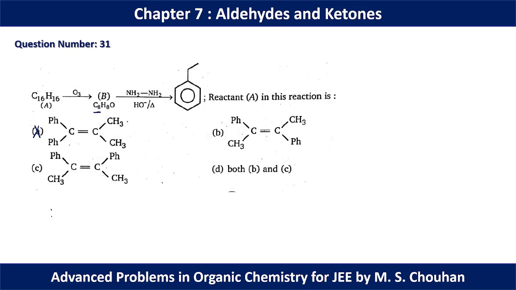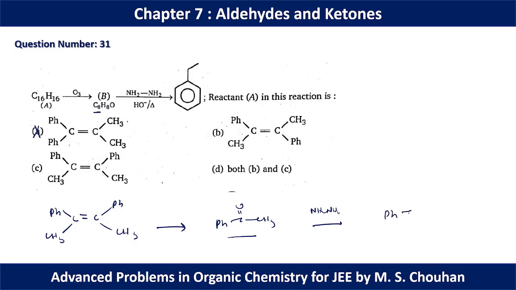Now if we start with any of them, after the ozonolysis they will give the same kind of product, because this is not a stereospecific reaction. Okay, so after the ozonolysis both will give a ketone like this, and it will also give this ketone. Okay, and after the reaction in the basic medium we can have the final product in this case. So B and C both are possible, so option D should be the correct option.